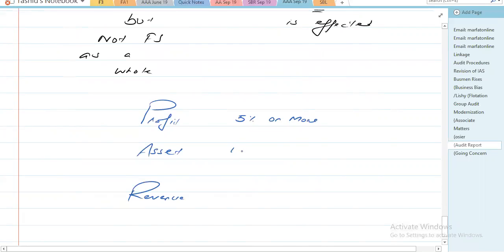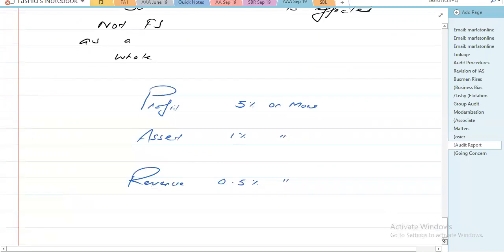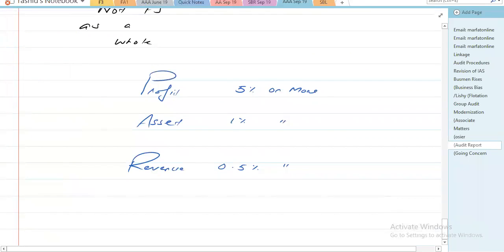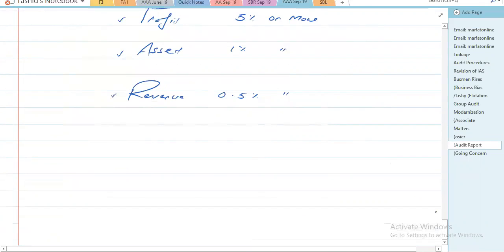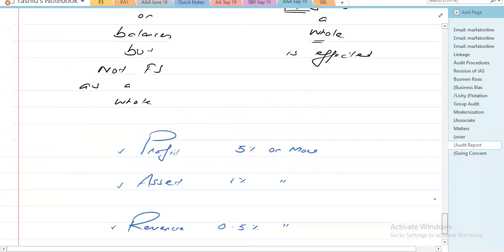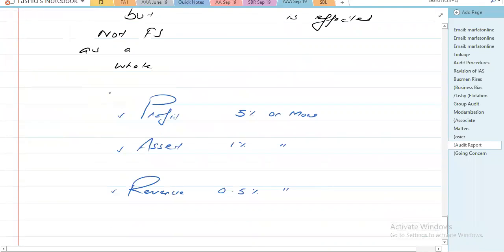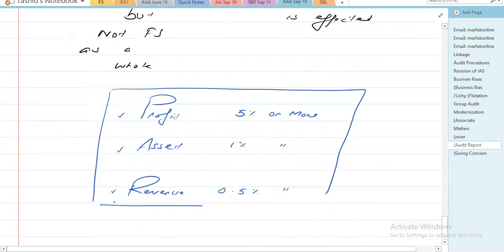Assets, 1% or more. And revenue is 0.5% or more. So an item is said to be material if it is 5% or more of profit, 1% or more of total assets, or 0.5% or more of the revenue. These are the three things we need to see. So this is for the materiality level. In order to classify something as material, we need to see these benchmarks.